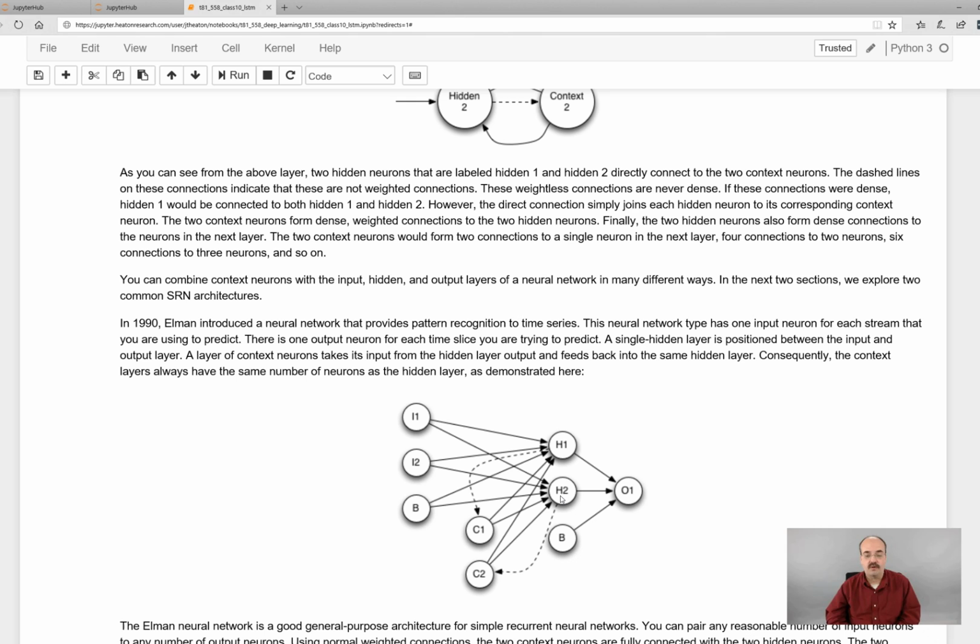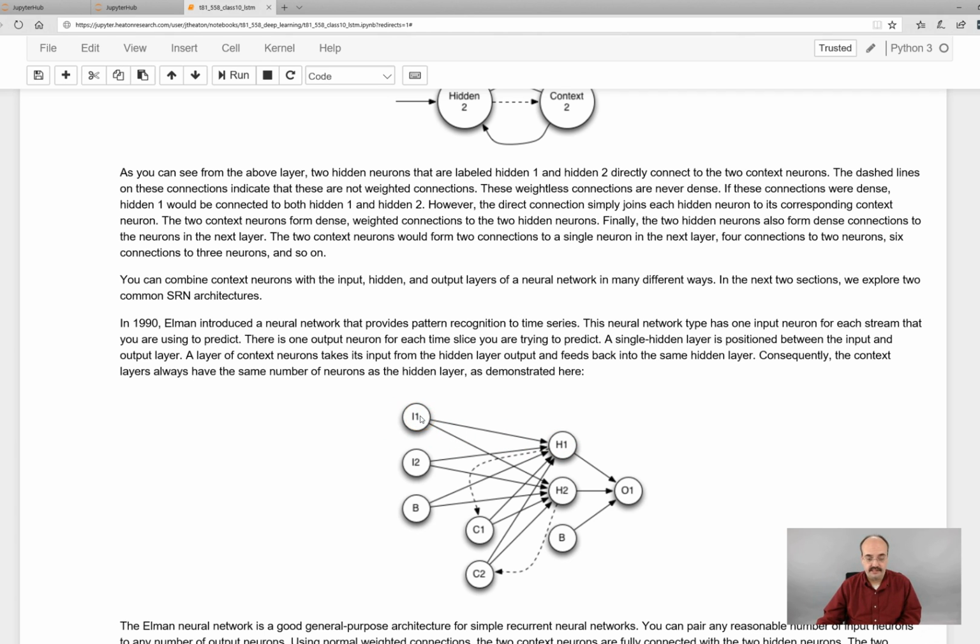Elman neural networks are always single-layer neural networks. This was in 1990. This was the era of shallow neural networks. There was one, maybe two at the most hidden layers, but usually just one. If there's more than one hidden layer, it's not an Elman network. It would be some other sort of simple recurrent neural network. Elman is part of a class of neural networks called simple recurrent neural networks. There was another common type called the Jordan neural network, but we won't even get into that one.